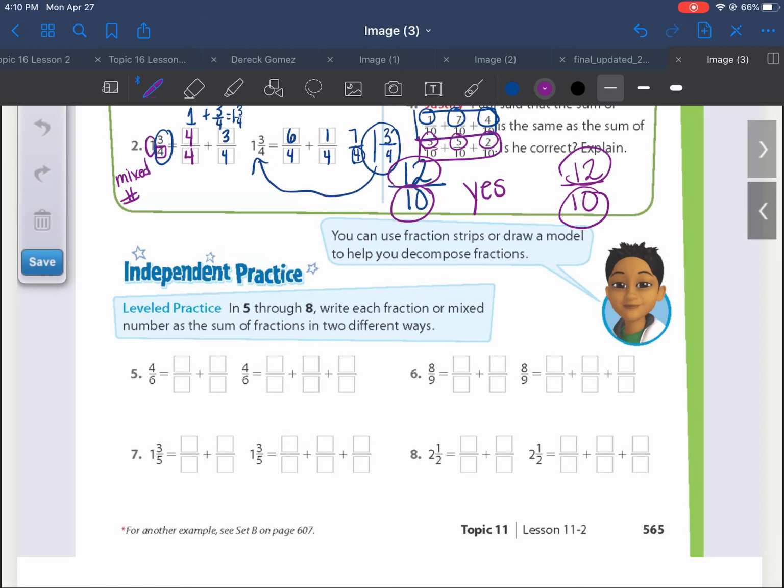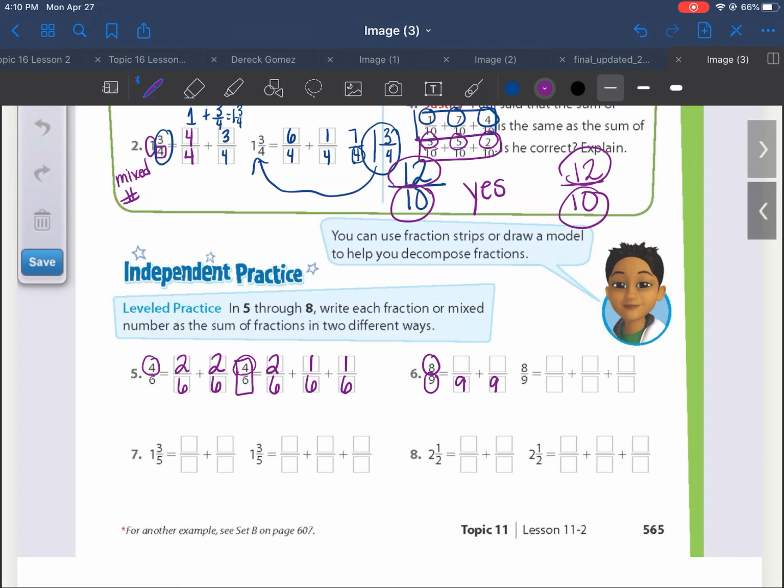In 5 through 8, write each fraction or mixed number as the sum of fractions in 2 different ways. So we need 2 different ways. We're going to start with 4 out of 6. Remember that the denominator is the same. How can I break apart the 4? I could say 2 plus 2. Now the fraction's still the same, but they want me to decompose it in a different way, now using 3 fractions. So the denominator is the same. For the numerators, I need to get to 4. How can I get to 4? I could add 2 plus 1 plus 1. 2 plus 1 is 3, plus 1 is 4.